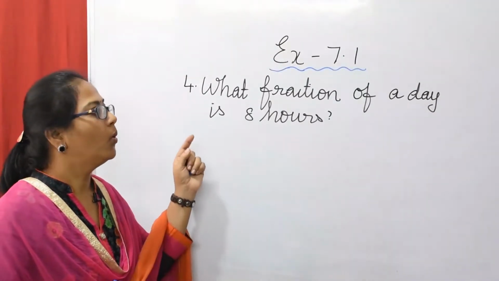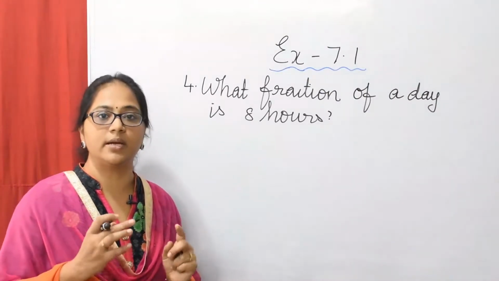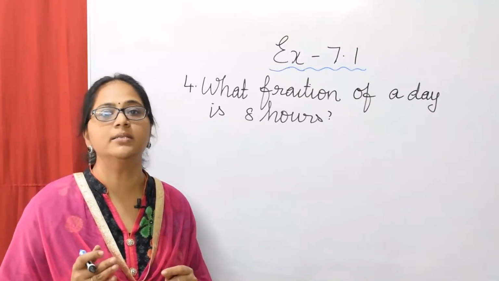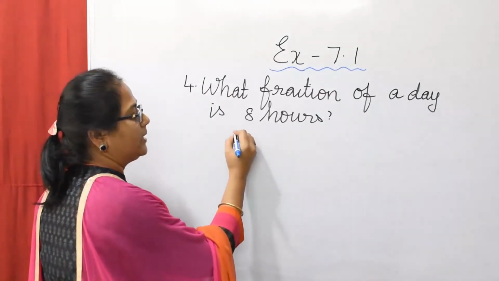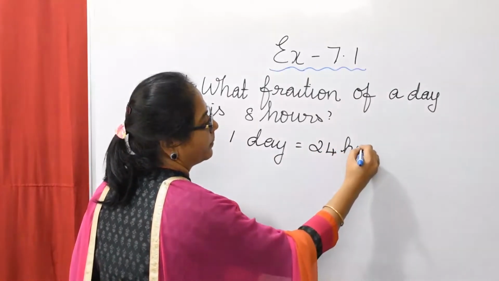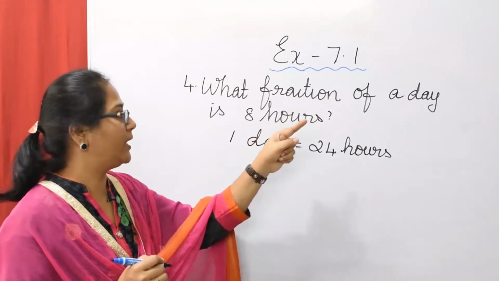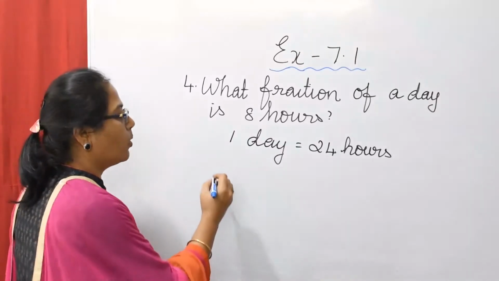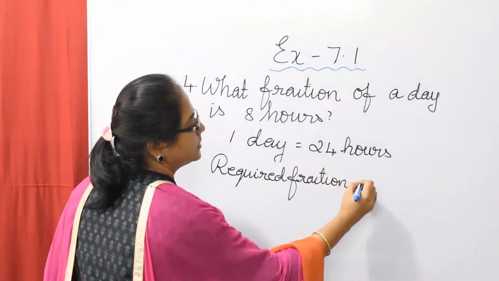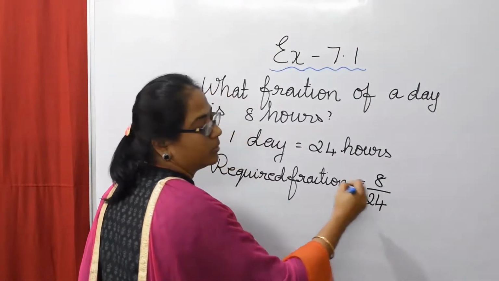Now question number 4: what fraction of a day is 8 hours? This question is related to hours and a day. The number of hours in a day is 24, so 1 day is equal to 24 hours. We are asked to find what fraction of a day is 8 hours. So the required fraction is 8 by 24.